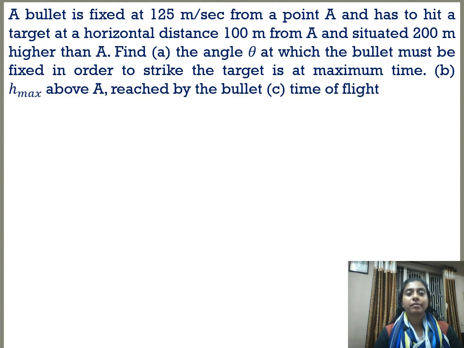Next problem. A bullet is fired at 125 meter per second from a point A and has to hit a target at a horizontal distance of 100 meter from A and situated 200 meter higher than A. Find the angle theta at which the bullet must be fired in order to strike the target at the maximum time. Part B, find h max above A reached by the bullet, and part C, find the time of flight.